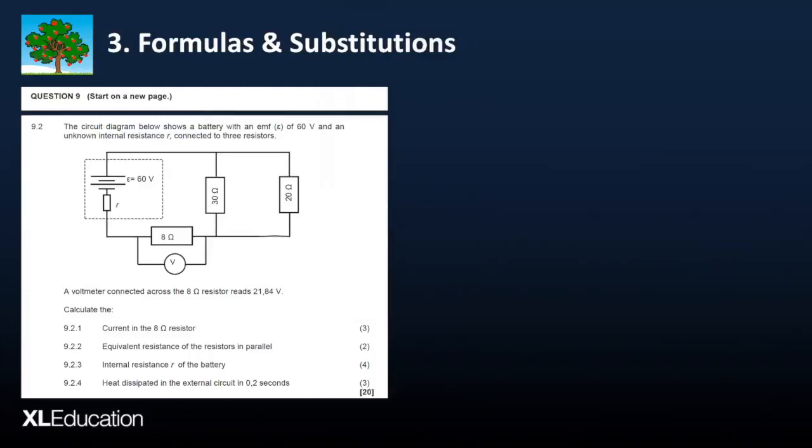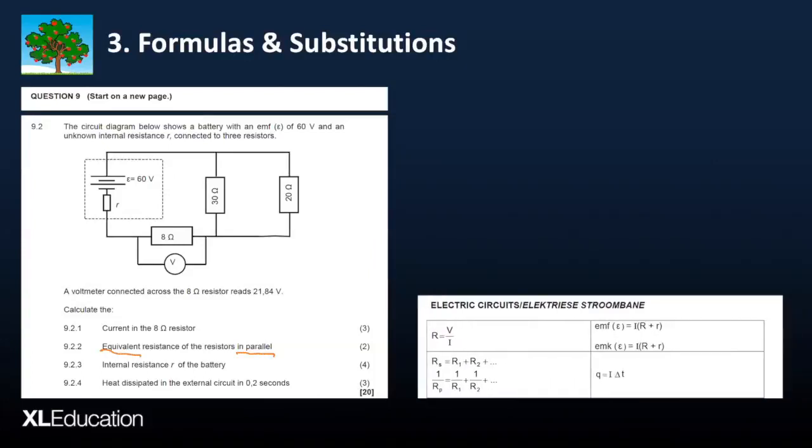Let's have a look also at the next question, which is calculate the equivalent resistance. For us to calculate the equivalent resistance of the resistors that are in parallel, let's go to the formula sheet. How do you calculate resistance for resistors in parallel? This is the formula, which is 1 over Rp. That's how we calculate the resistance for resistors in parallel. So you write down 9.2.2 and copy your formula correctly from the formula sheet, which is 1 over Rp equals 1 over the first resistor plus 1 over the second resistor.